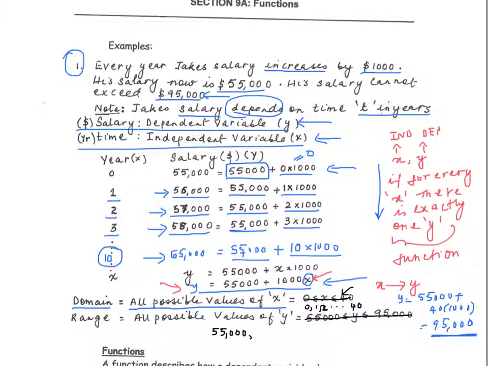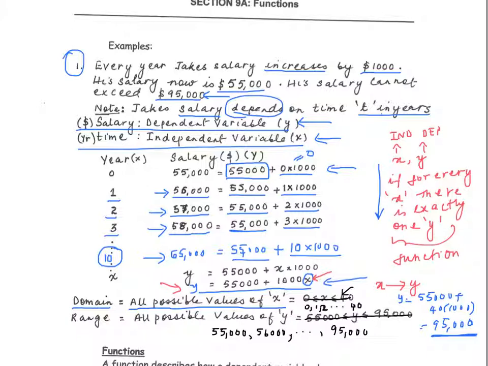The next step is going to be an increase of $1,000, so that's $56,000. The next step, 57, and it goes on that way. And the final value that Jake's salary can be is $95,000, after which his salary stops growing.